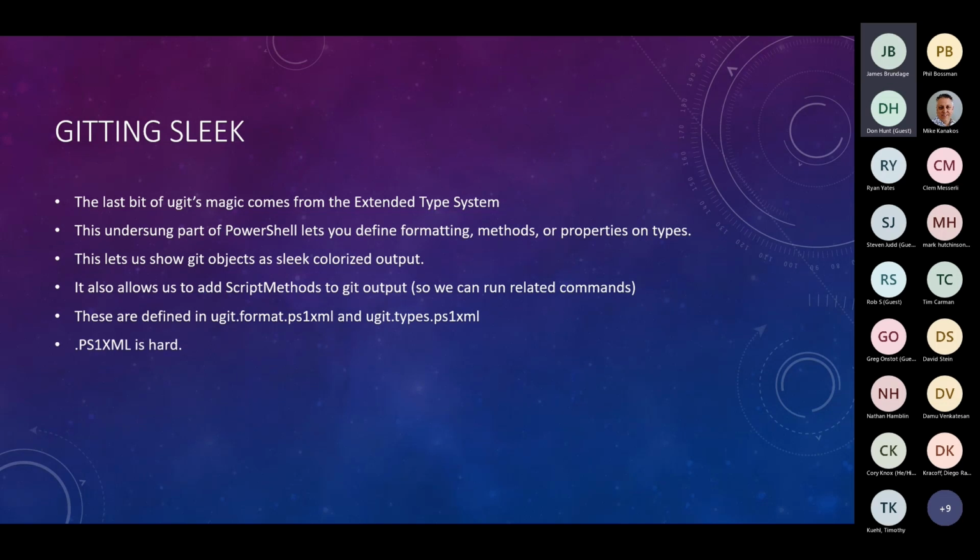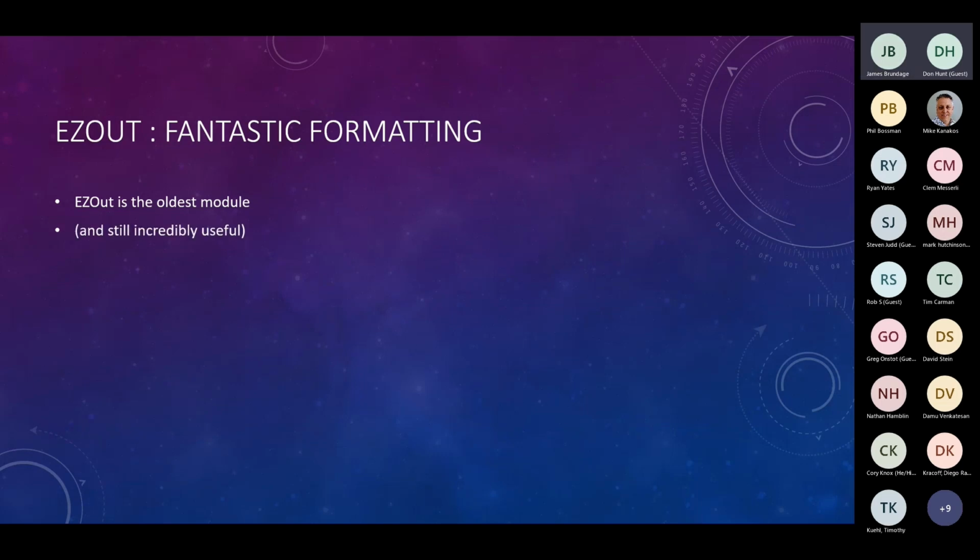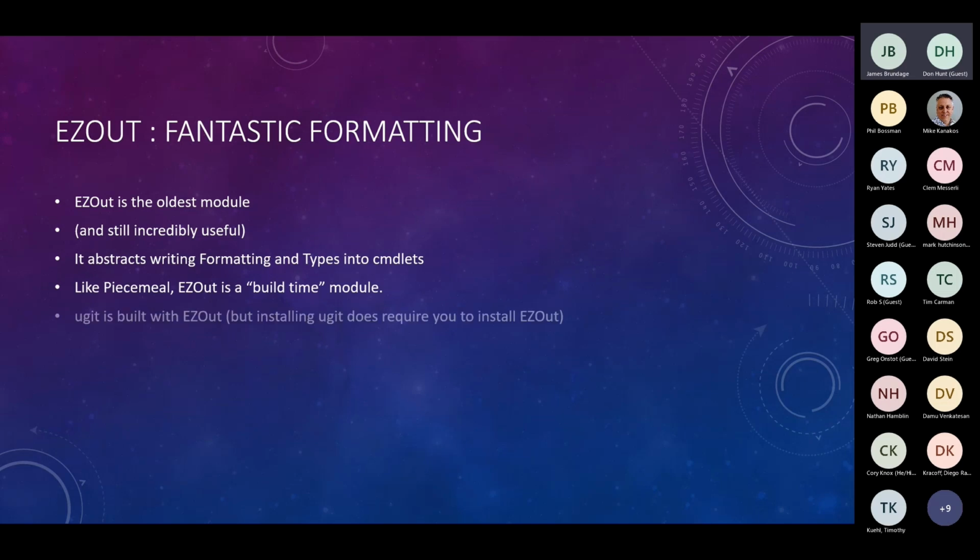ps1xml is hard. It is not a fun format to work with. Luckily, there's a really old useful tool called EasyOut. EasyOut makes fantastic formatting, and it is the oldest module. It actually was created, the first version of it, when modules were called packages, back when I was at Microsoft, and I've still built it ever since. It's still incredibly useful, and it abstracts writing formatting and types into commandlets. Like piecemeal, EasyOut is a build time module. That is to say, uGit is built with EasyOut, but uGit does not require you to install EasyOut.